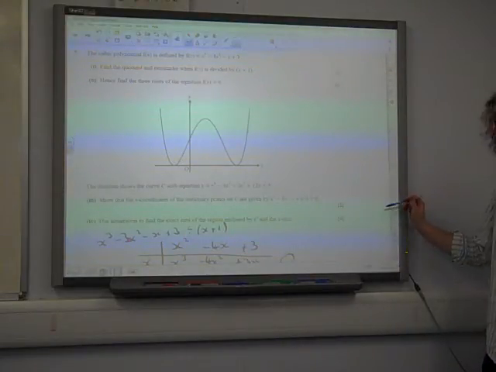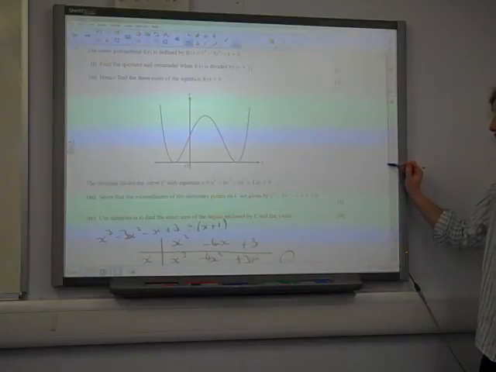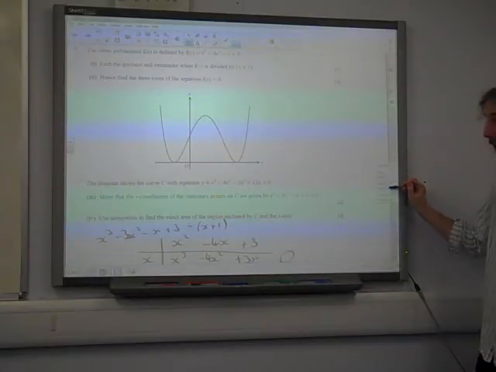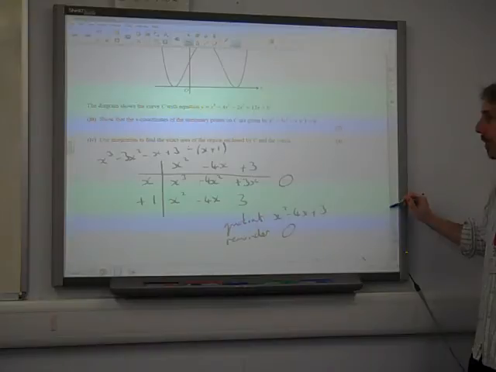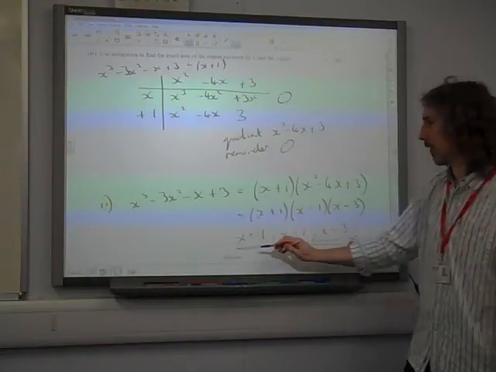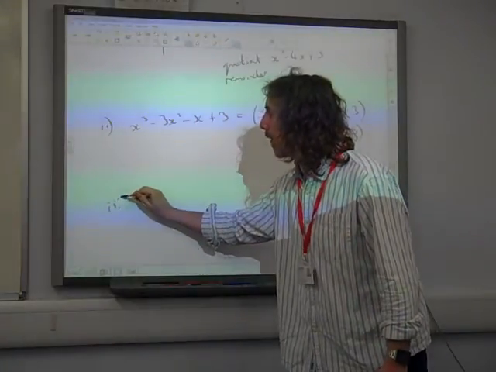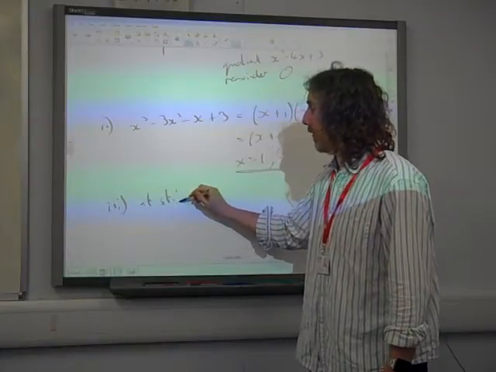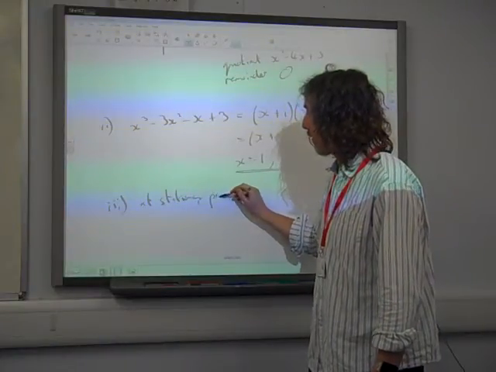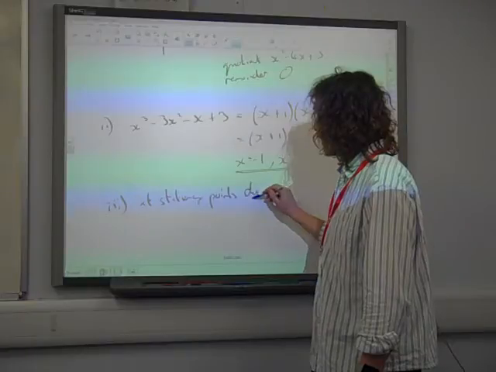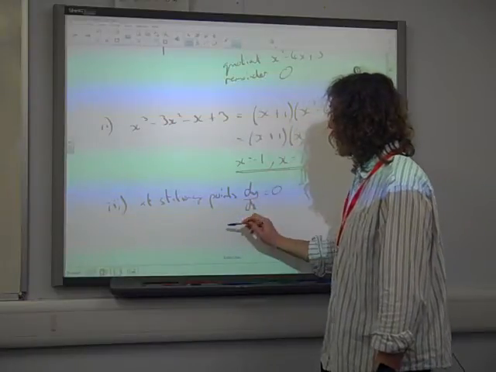Well, how do you find stationary points? Stationary points are where dy by dx is equal to 0. So, when we come to do this for part 3, at stationary points, dy by dx equals 0.